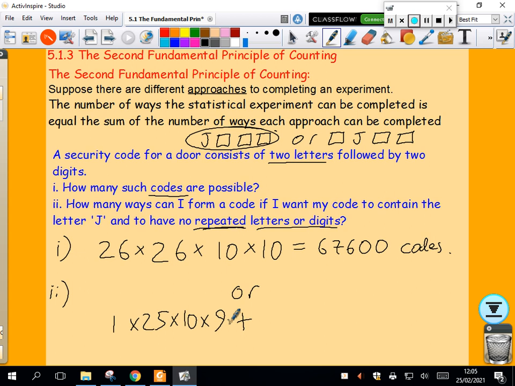So task 1 is to place the letter J in the first position. There's only one option there. I have only one choice. Task 2 is to choose a different letter. Task 3 is to choose a digit. Task 4, choose a different digit. The number of ways to complete those tasks, that experiment, or that approach, I suppose, is 1 by 25 by 10 by 9.